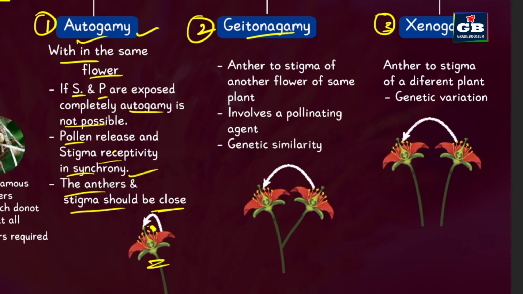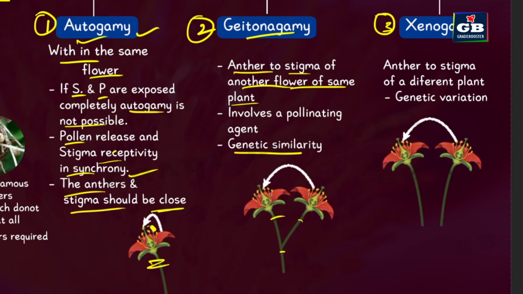So next one, geitonogamy. Here, in this case, the pollen goes from anther to stigma of another flower of the same plant. This is also a type of self-pollination. It looks like cross-pollination, but it is also a kind of self-pollination, happening between two different flowers of the same plant. In this case we see genetic similarity. That means there is no change in the genes, no variations, because they both belong to the same plant.